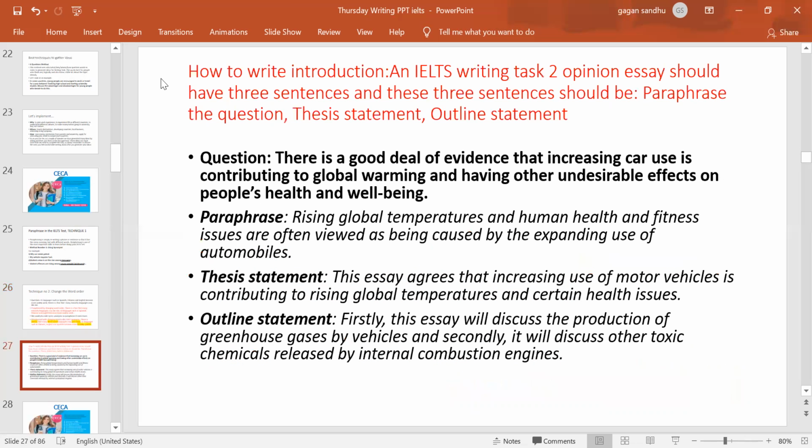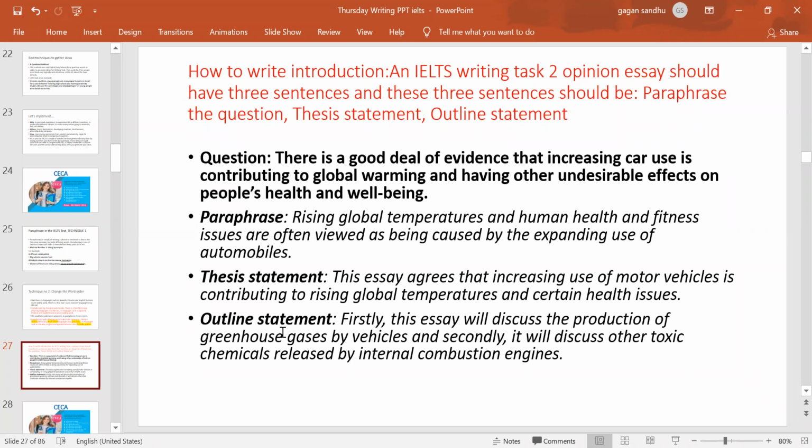So now moving on, when I say this is the introduction you have to frame, this is an example of the same. So how to write an introduction? An IELTS writing test opinion essay should have 3 sentences: paraphrase the question, thesis statement, and then outline statement. As we discussed, the opinion essay has 3 sentences, and other than that, we have to write 2 sentences. So this is the question part here.